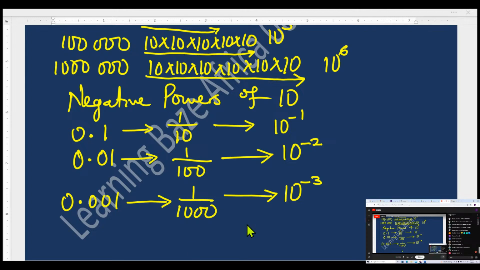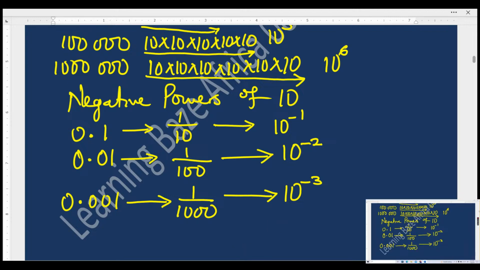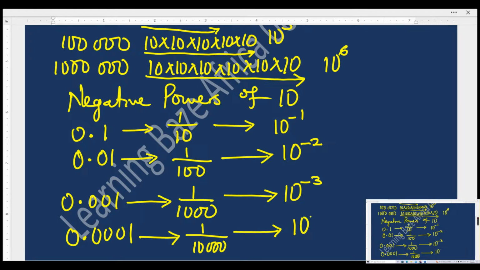All right. So the next power of 10 we'll be looking at is 0.0001. So that means 1 divided by 10,000. Okay, and that is 10 raised to power minus 4.